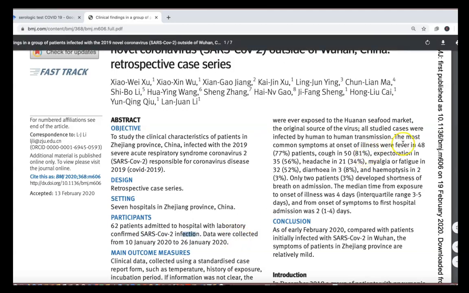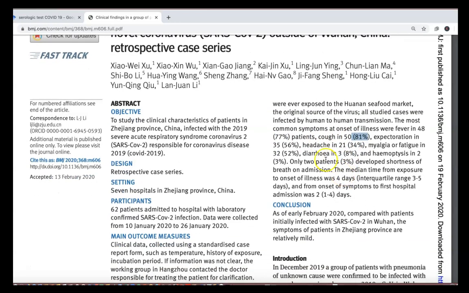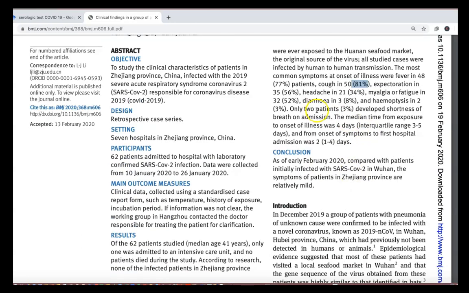The most common symptoms, according to the article abstract, were fever, in 77% of them, cough, 81%, phlegm, 56%, and headache, 34%. So not everybody has a headache with this. And also, not everybody has fever. There's still 23% of the people that didn't have fever, and 20% or so didn't have a cough. Very few, only 8%, had diarrhea. As for shortness of breath, only 2 people had shortness of breath at the time of admission.